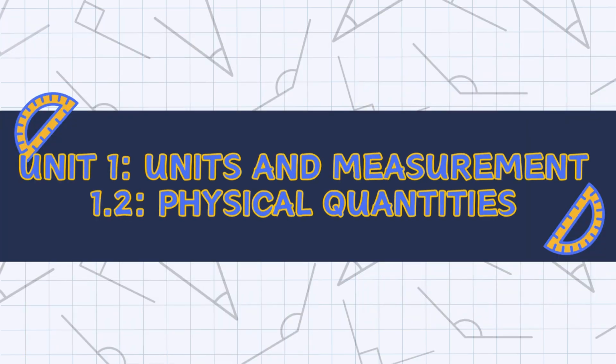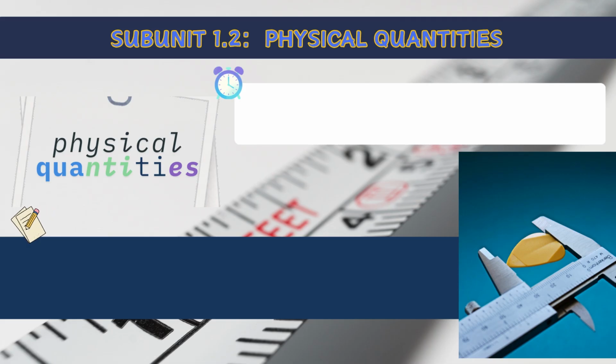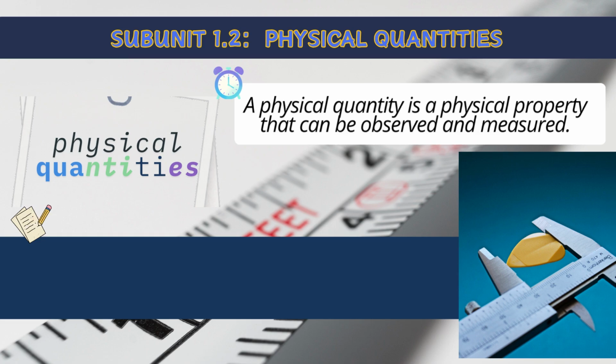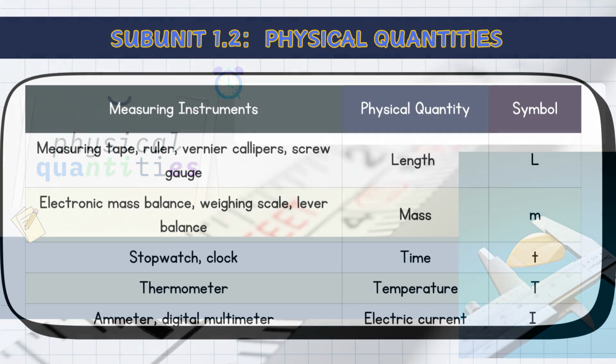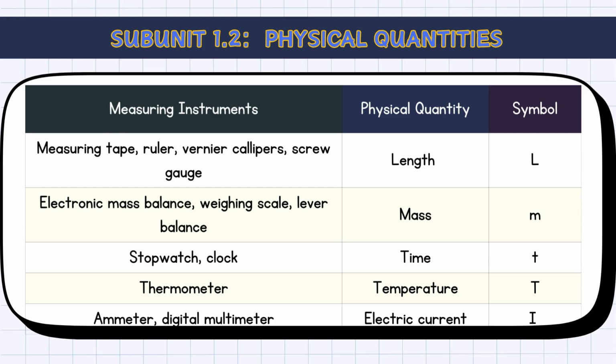Now let's move to subunit 1.2, physical quantities. These are the real-world properties we can observe and measure, like how long, how heavy, how hot, or how fast something is. A physical quantity is any characteristic that can be measured. For example, length, mass, temperature, even electric current. Each quantity has a symbol and a unit. You'll see why this is important when we start doing calculations. Table 1.1 shows the physical quantities with the measuring instruments and symbols.